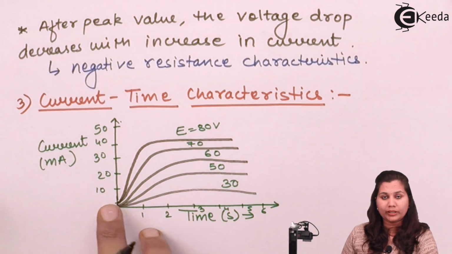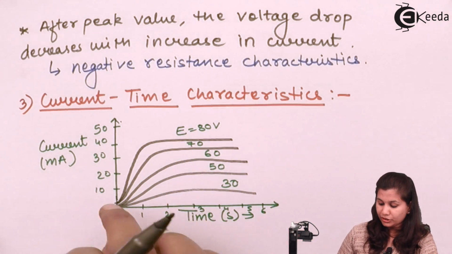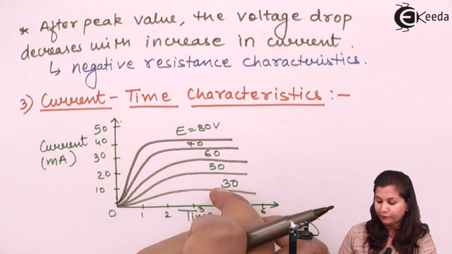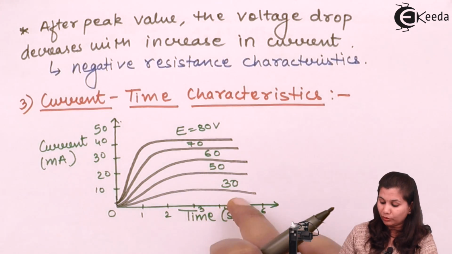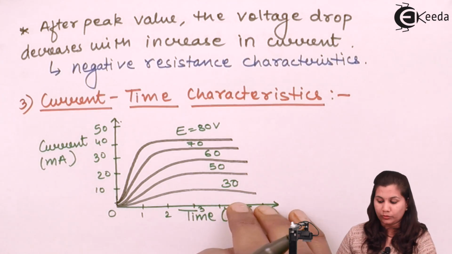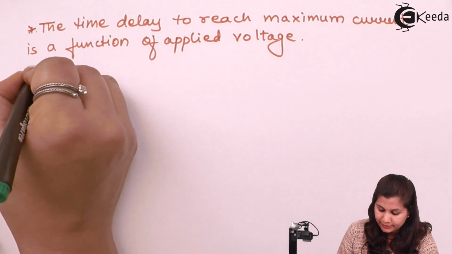So from the graph you can see that the time delay to reach the maximum value of the current is a function of the applied voltage. When we decrease the voltage, the time delay is also decreasing. So here, why does this happen?